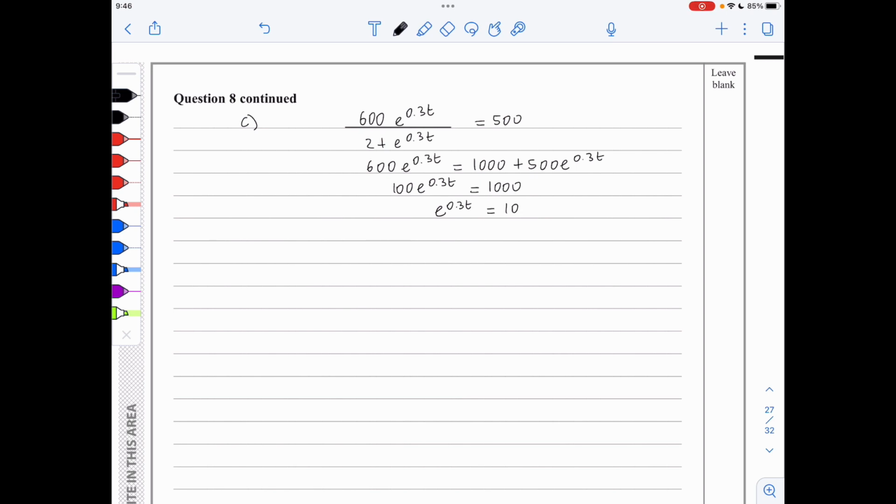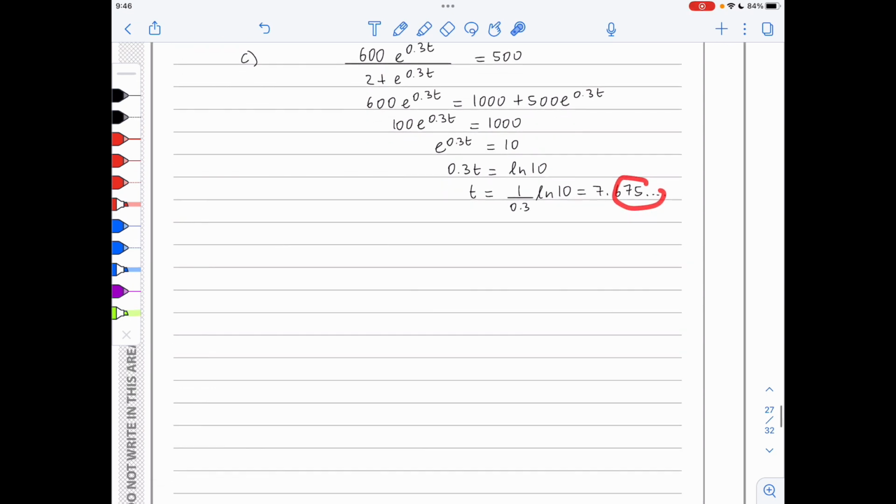I will now take ln of both sides, leading to 0.3 t is ln of 10. So t is 1 over 0.3 ln 10. If I plug this into the calculator, it is 7.675... So it's 7 years and 0.675 of a year. This means that we are looking at 7 years and 8 months.